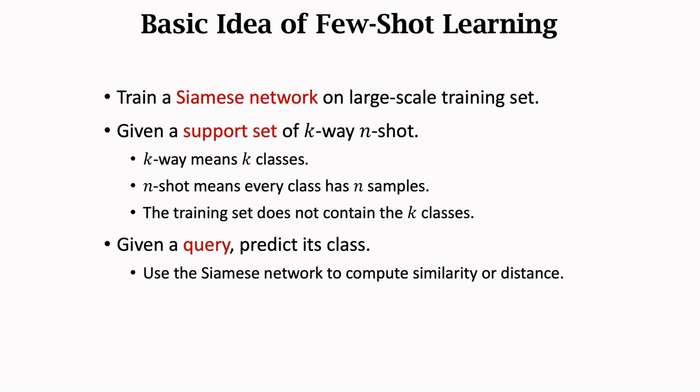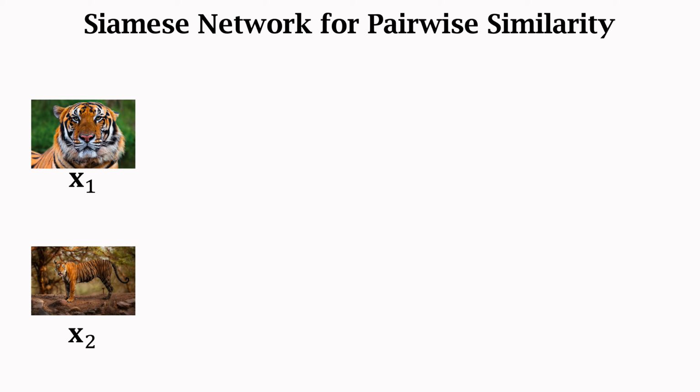With the trained Siamese network at hand, we can compare the query with every sample in the support set to find similarity scores. Then, use the sample in the support set that has the highest similarity score as a prediction. I have elaborated on two ways of training the Siamese network. One is using the Siamese network to predict the pairwise similarity score. Each time, we select a pair of two images as the input of the Siamese network.